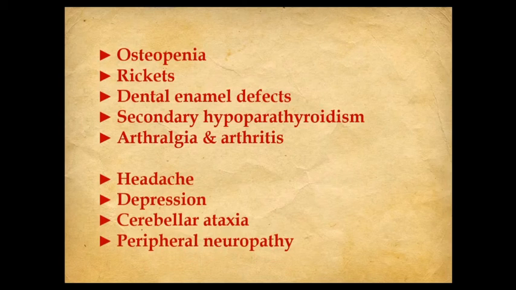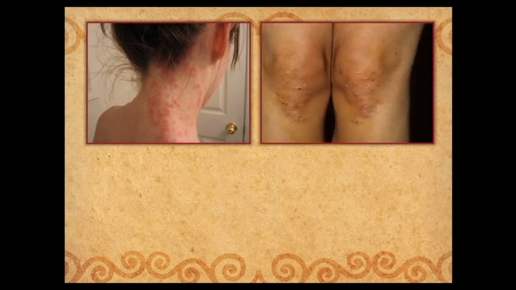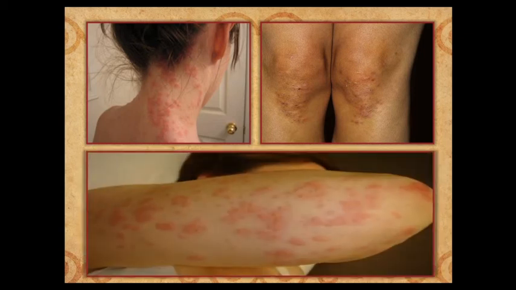So the presentation is not specific, involving most of the systems of the body, not just the GIT. This makes the diagnosis a dilemma. Now these pictures show the dermatitis herpetiformis found at the back of the neck and the shoulder, or at the extensor surfaces of the knee joints, or the external surfaces of the elbow, as you see here.